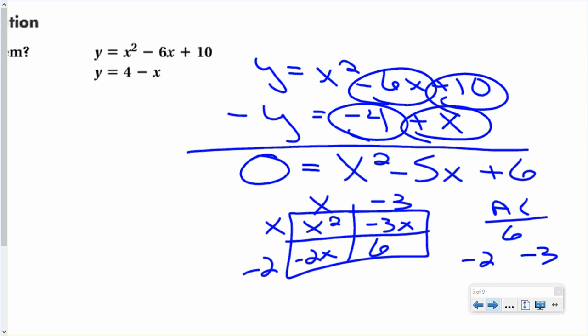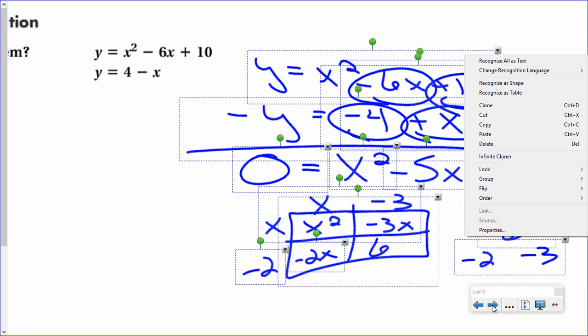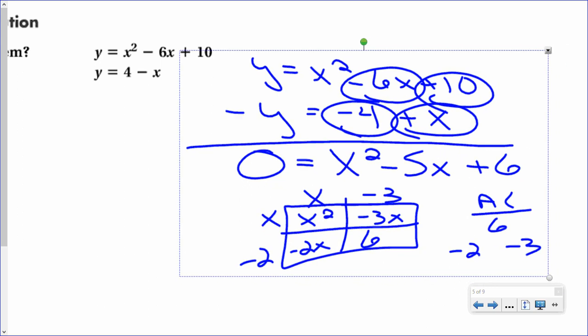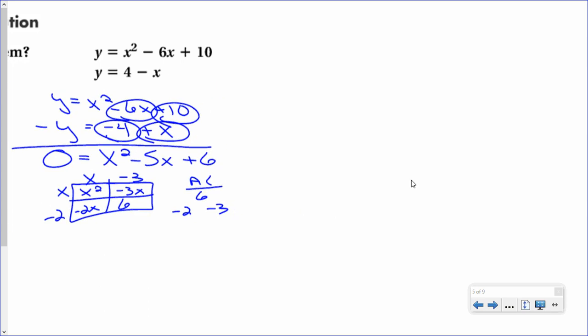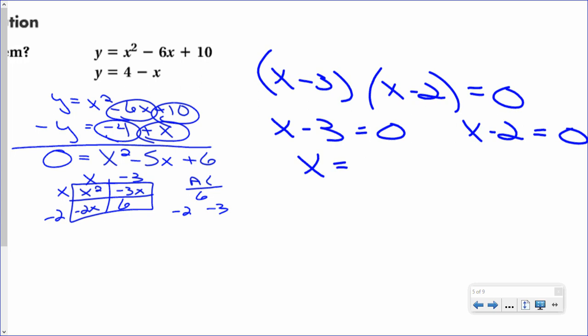Okay, so I'm going to get us a little bit more space here to work. Condense that down if I can. Okay, I'll move that over here. All right, so here's what I have. I got x minus 3 and x minus 2 equals 0. I use the zero product property to set them both equal to 0. And I get x equals 3 and x equals 2 when I solve.